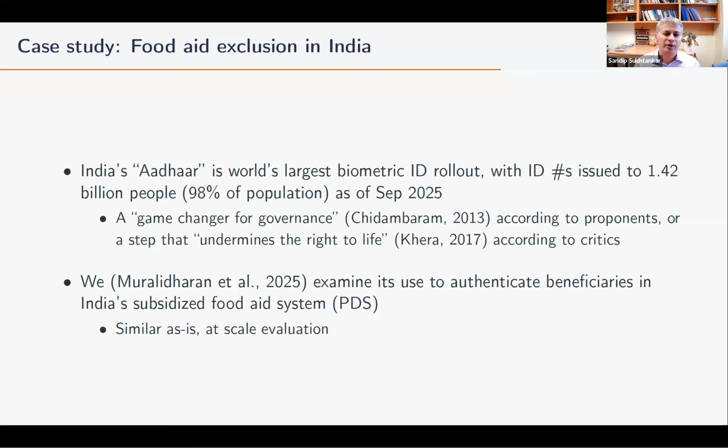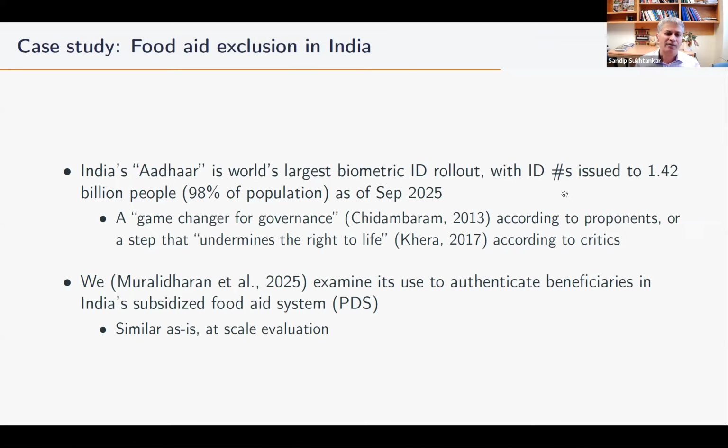So what's a little bit of the context here? Aadhaar is India's biometric ID, the world's largest biometric ID rollout. There are fingerprints and iris scans, the biometric indicators collected and tied to a unique number. And there are huge numbers that we're talking about here. IDs cover about 98% of the population, nearly 1.5 billion people have these.